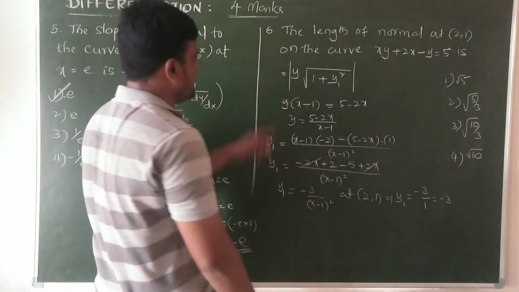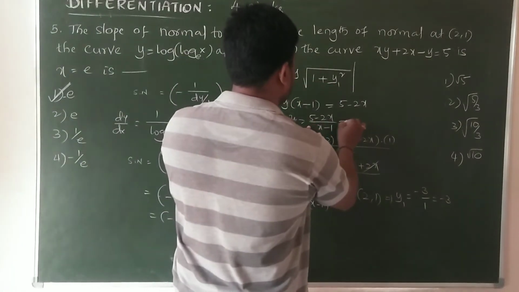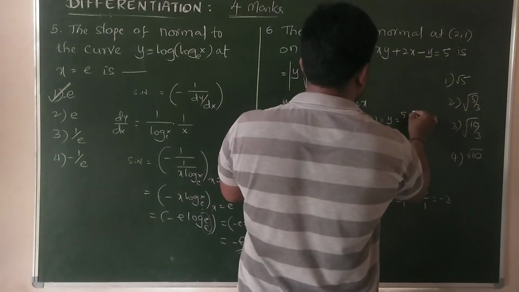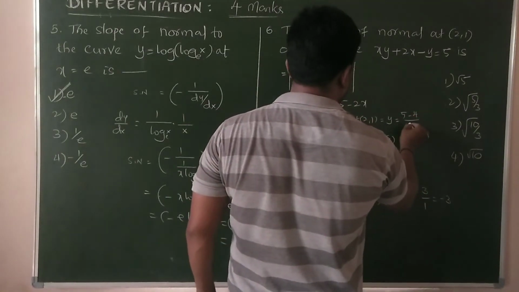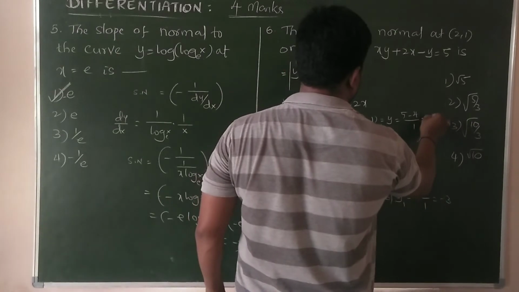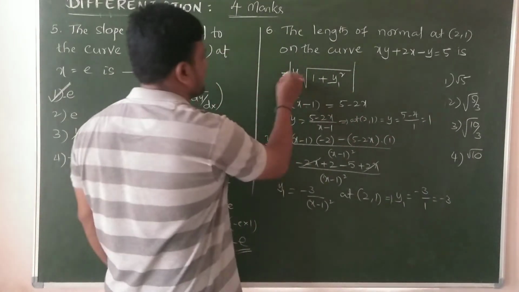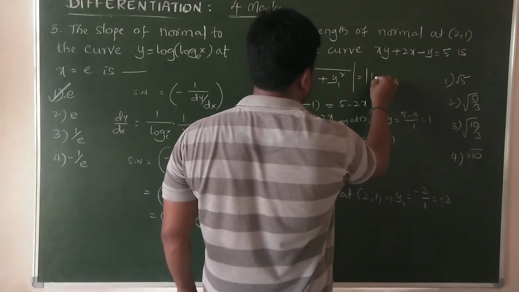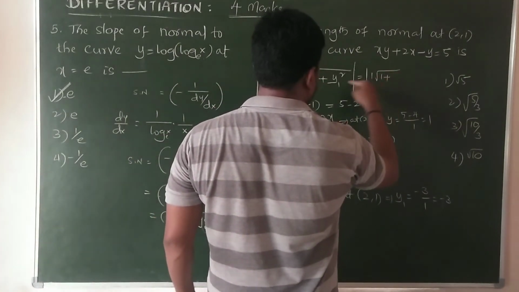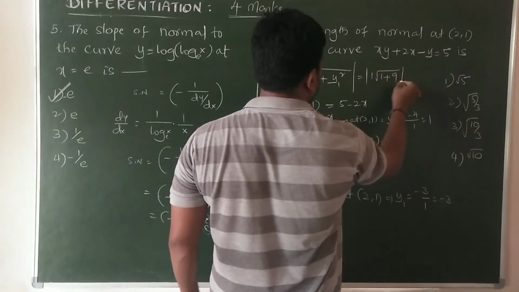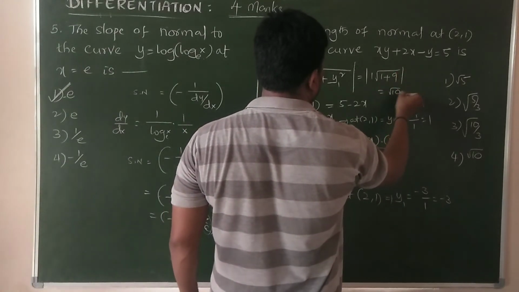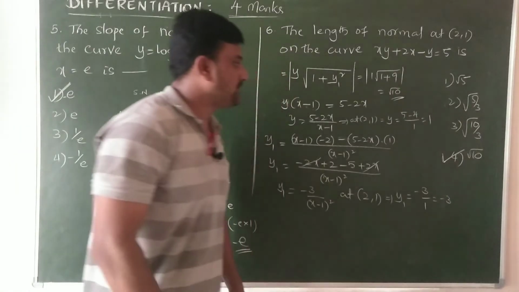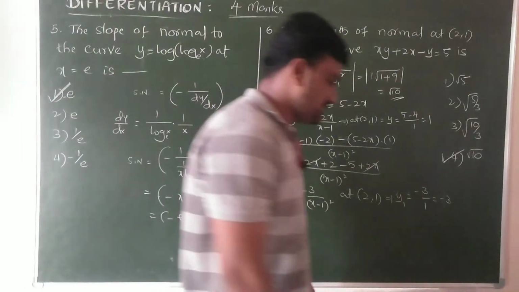Now substitute here. Then y at (2, 1) equals (5 minus 4) by (2 minus 1), which is 1. Okay, it should be 1. Then it is nothing but y is 1 under root 1 plus 9, that is root 10. Okay, so our option is fourth. Okay, let us do more.